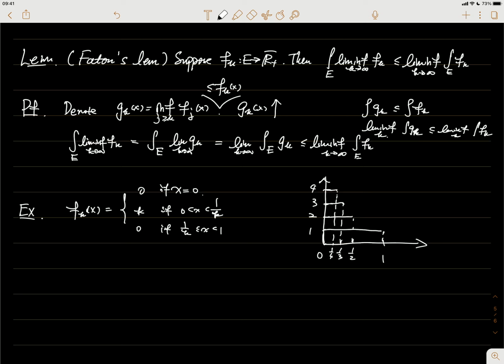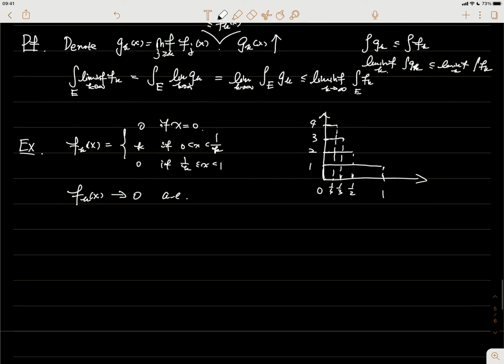The key here is that each one of them has an integral equal to 1, because the rectangles all have area 1, but they're converging to 0 almost everywhere, because the support of these functions is getting smaller and smaller, eventually approaching 0. So fk goes to 0 almost everywhere. That means 0 is the limit, which I call f. Now let's see the integral of fk. It's always equal to 1 for all k. And the integral of f is 0, because f is the zero function.